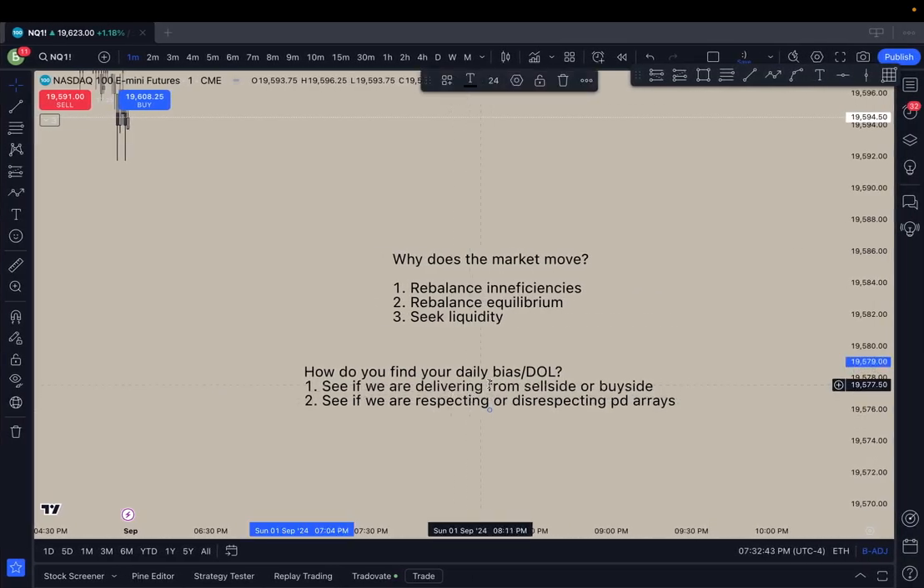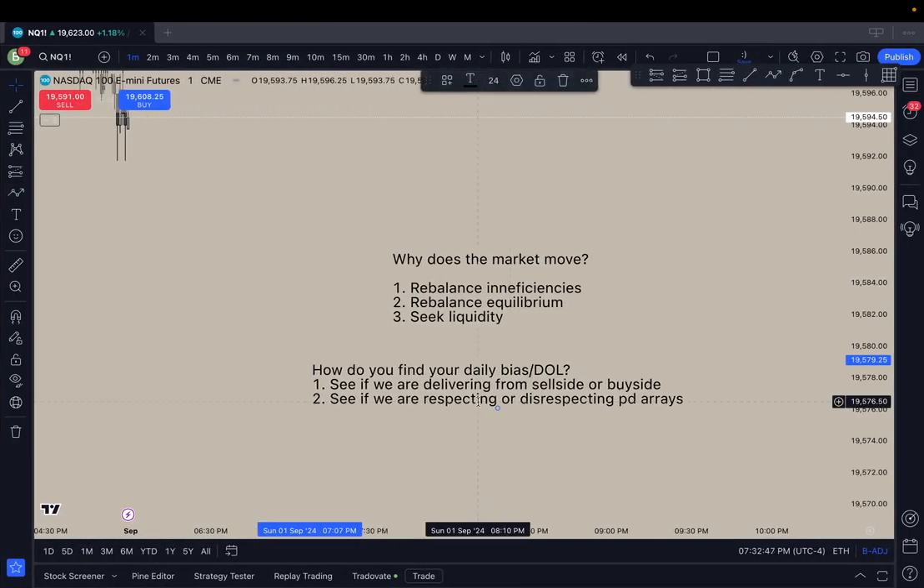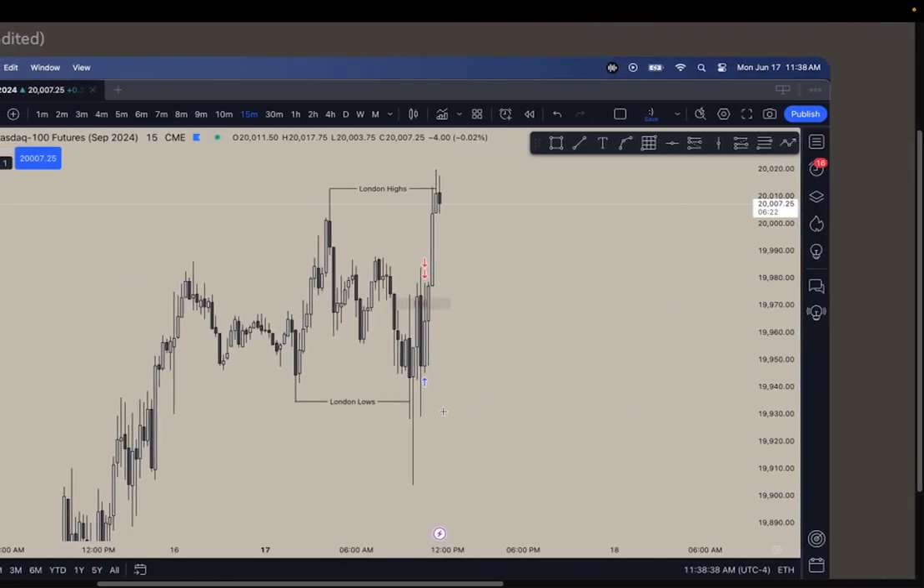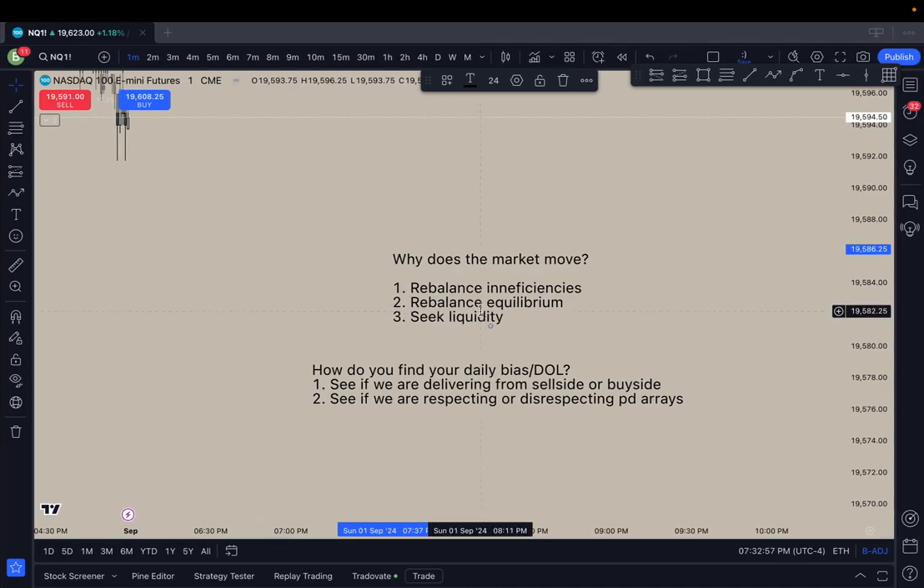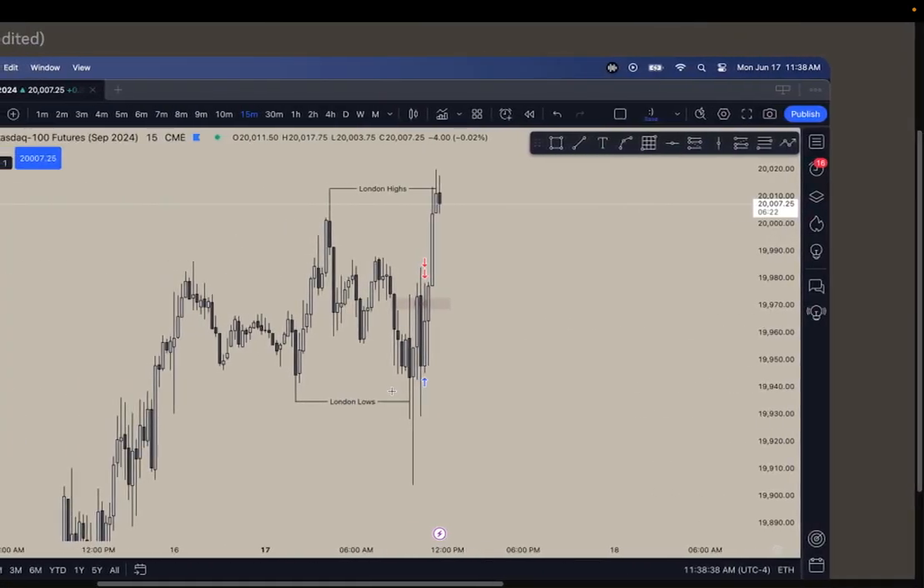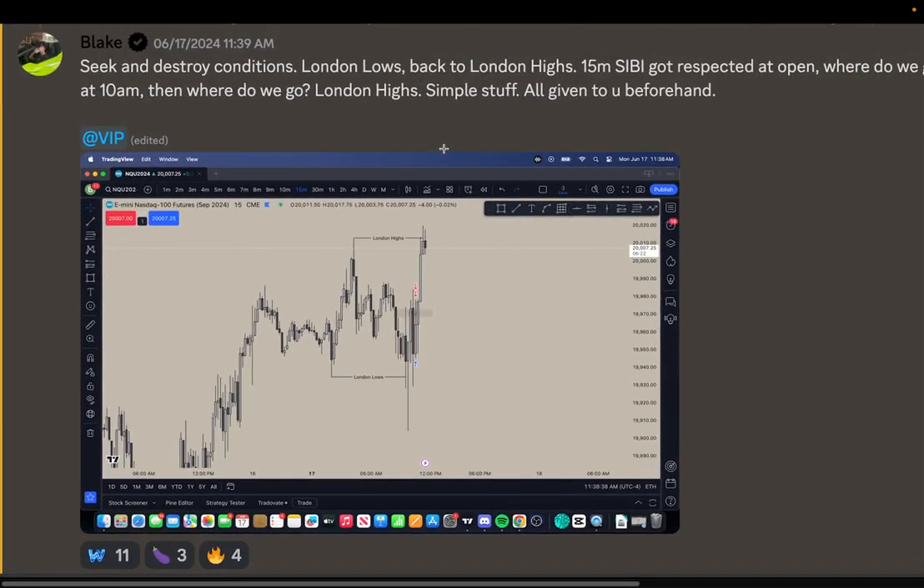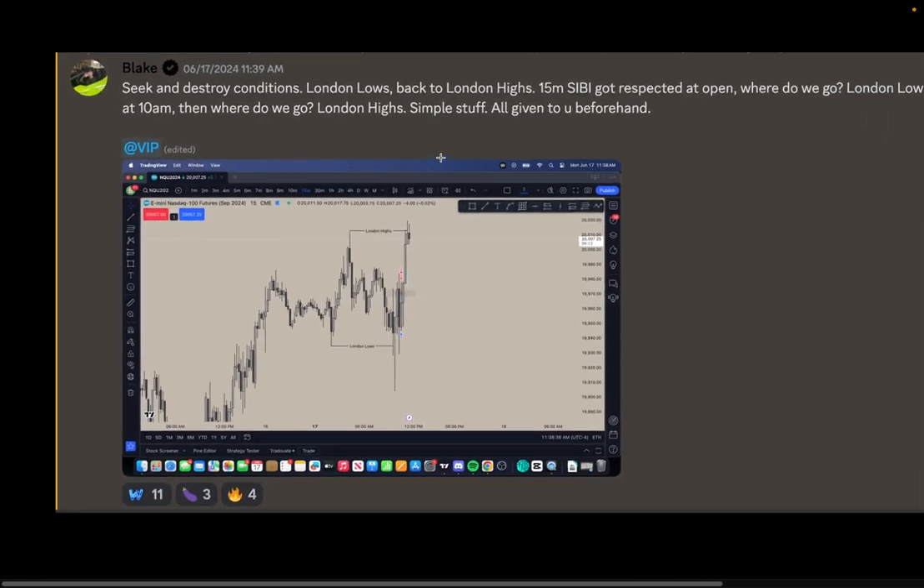So we are delivering now from sell side liquidity. Now I want to see if we are respecting or disrespecting PD arrays. Then we disrespected this PD array, and then we delivered towards this buy side here. So here we are just moving. The market is just moving to seek liquidity, right? We're just targeting London lows and we're targeting London highs. The seek and destroy conditions, you will see that. All right. But that was that.